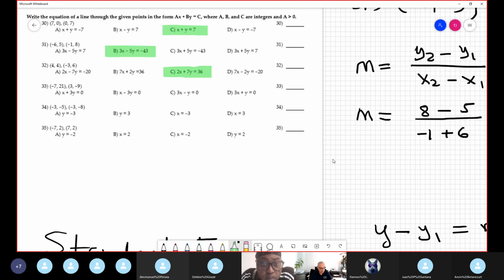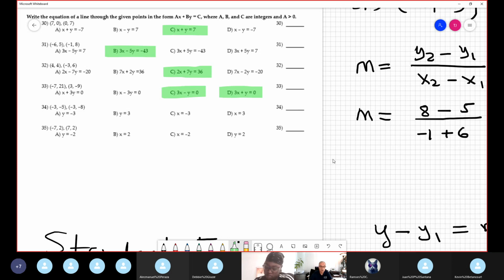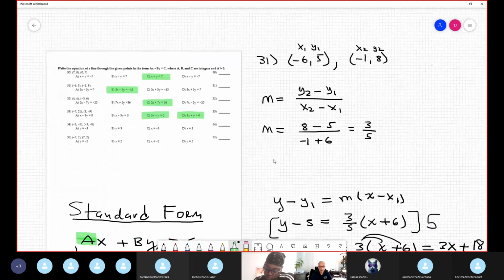Let's do the 33 and that's it for today. Okay, I say number 33 is C. Again, is everyone agree or disagree? It's D, wow. Let me try to see what's the correct answer.